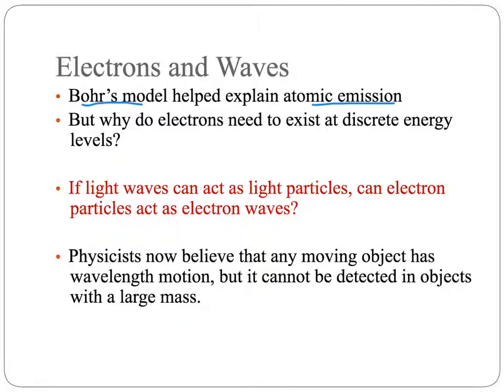So Bohr's model worked for hydrogen, and we use it to help us understand what's happening with the other elements. But it begs the question of why do electrons need to exist at these discrete energy levels anyway?